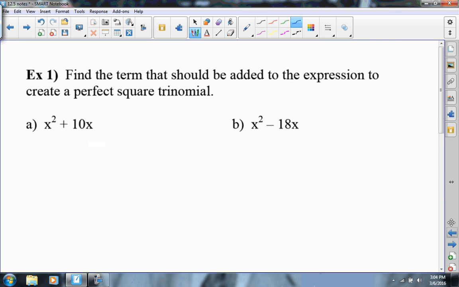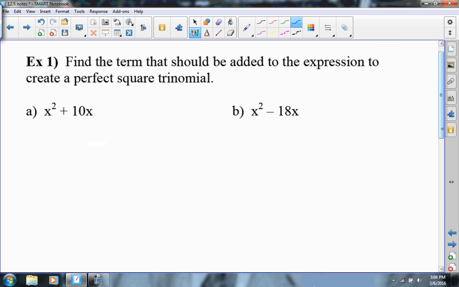Now the first couple examples that we have here, this is just to get us practicing that perfect square trinomial concept. So right now we have a binomial and they want us to find the term that should be added to the expression or the binomial to create a perfect square trinomial.